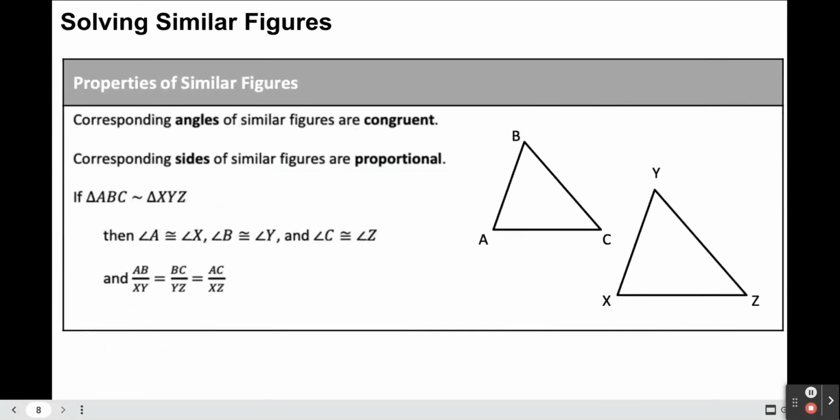So keep in mind when solving similar figures that the angles are going to be congruent and the sides are going to be proportional. And always use that similarity statement to help you get your corresponding sides and angles lined up.